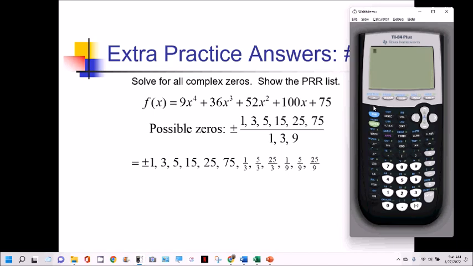I'm going to go to my y equals, and I'm going to enter this big polynomial in there. I'll do that off camera just to save us some time. Okay, so I entered that whole polynomial into y1. There's the tail end with the plus 75 there.